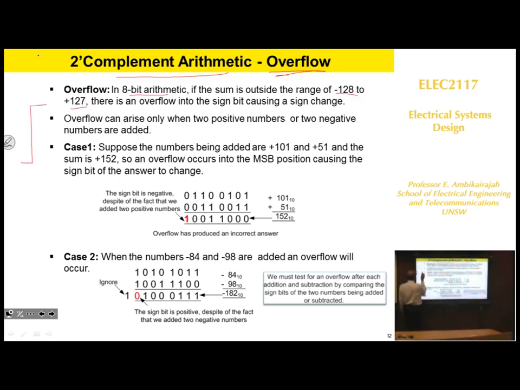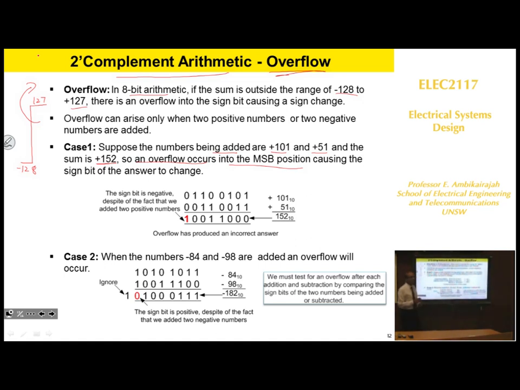So here is our value: minus 128 is the lowest, 127 is the highest. Suppose the numbers being added are 101 and 51, and the sum is 152. When the sum is 152, overflow occurs because it's outside this range, and the overflow goes into the most significant position.